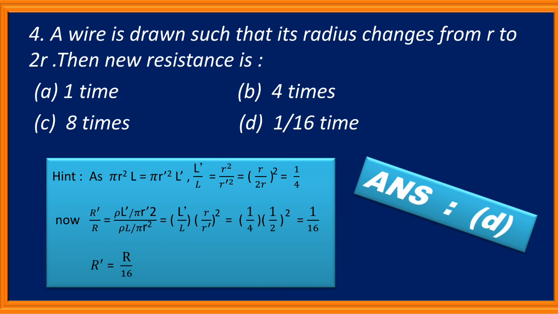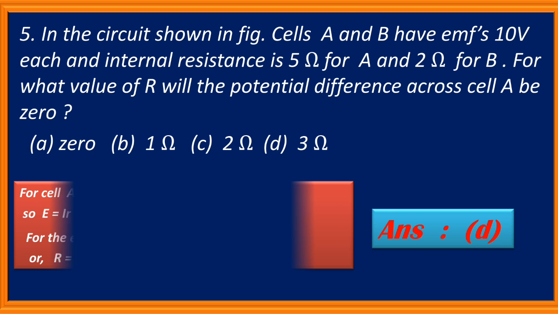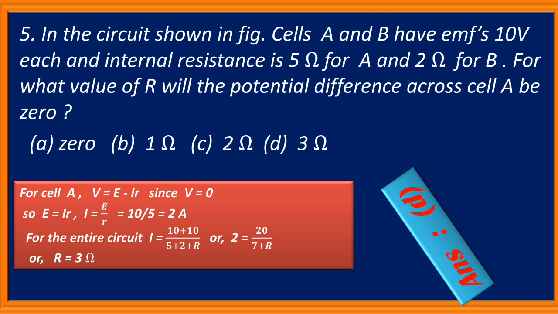Now question number 4. A wire is drawn such that its radius changes from R to 2R, then the new resistance is... The new resistance is 1 by 16 times. So the correct answer is D. You go through the hint given in the box, you will find that the new resistance is 1 by 16 times.